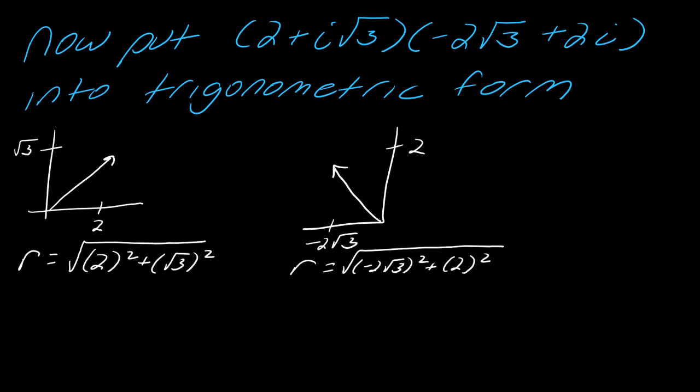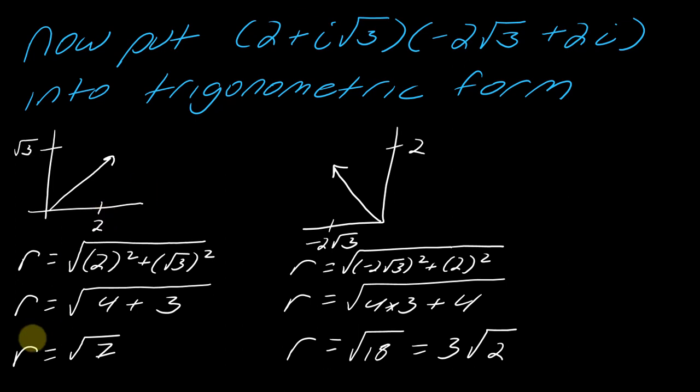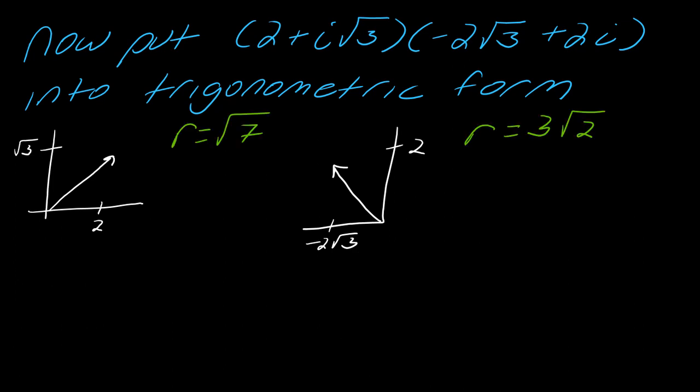So here's my calculation for finding r for each of these. I get that r is equal to the square root of 7 for this one, and for -2 times the square root of 3 plus 2i, r is equal to 3 times the square root of 2. So I've got all the work there if you want to review it.